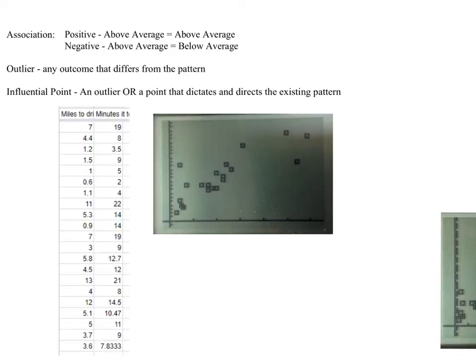We have one more type of point we can describe, and that's what's called an influential point, which can be an outlier. It can kind of hurt your pattern or hurt your form that you see, or it can help the pattern. So what you see here is my data that I had my students give me on how many miles they lived from school and how many minutes it took them to get there. And it's this plot right here, and we already talked about the fact that it's positive, maybe an outlier right here, that it was linear and it was pretty strong.